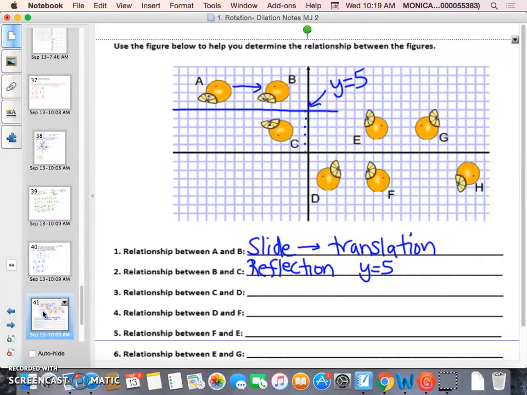Okay, so now we're going to look at C and D. Now this one clearly, this one could be a rotation. It's not going to be a translation. I can rule out translation because a translation would slide it, so this should be in the same spot. It could be a rotation of 180 degrees because it went from here. This would be 90 if it went to here, and this would be 90 if it went here. So it could be a rotation of 180 degrees.